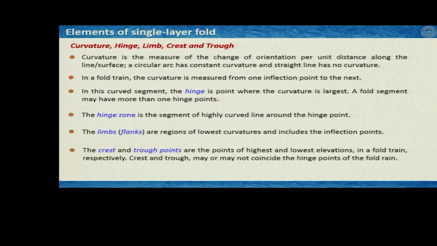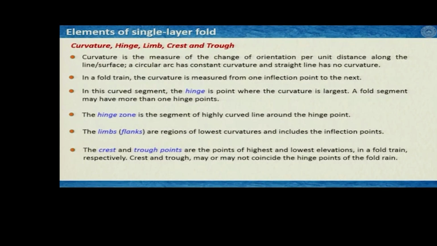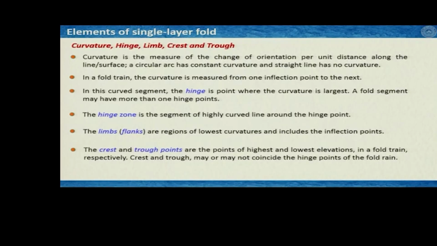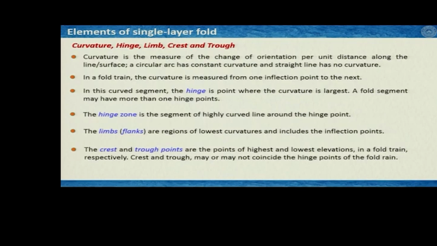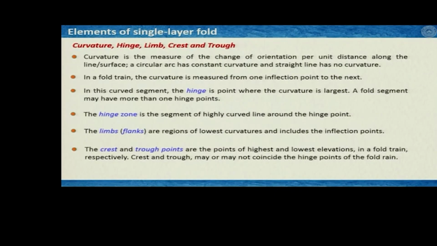The hinge zone is the segment of highly curved line around the hinge point. It also includes the hinge point as well. Then come the limbs or flanks, which are the regions of lowest curvature and include the inflection points. Then comes the crest and trough. These are the points of highest and lowest elevations in a fold train, respectively.